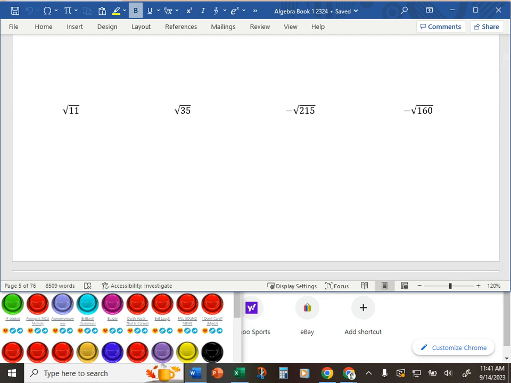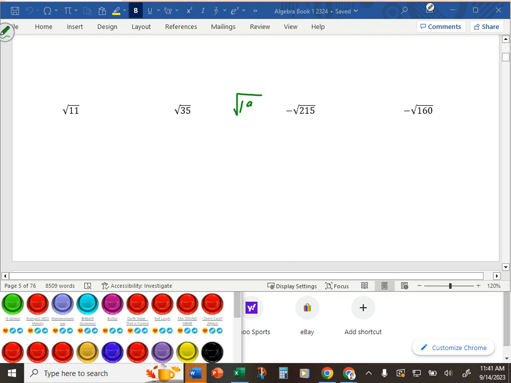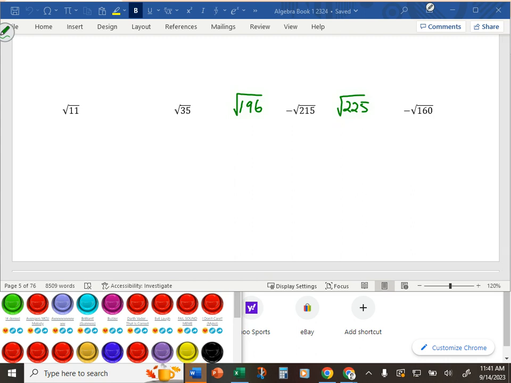Let's do this one here. Negative root 215. I'm going to ignore the sign. I just said you can't ignore it, but I'm going to for right now. What 2 roots does 215 come between here? What 2 whole numbers? Tristan. 196 and 225. Excellent. So the root of 215 is between the root of 196 and the root of 225. Root 196 is equal to what integer? 14. Root 225 is equal to 15. Which tells us this root, its decimal, is somewhere between 14 and 15. And now we can figure out where.